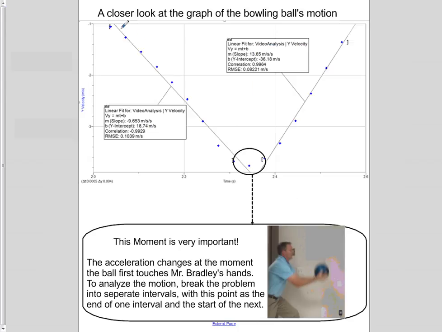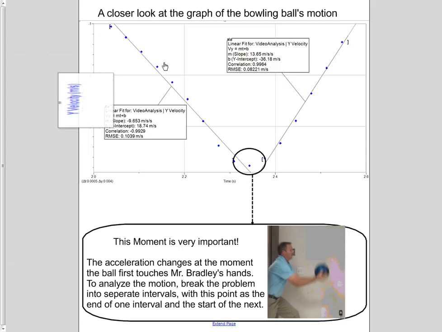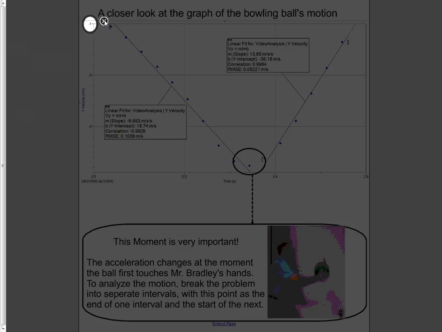All right, so here's a closer look at that graph of the bowling ball's motion. And you can see that what's on the y-axis of this graph is the y velocity in meters per second. So that's how fast it's moving down. And again, you can see that the speed at the start is -1 meters per second. So we started clicking on it after Mr. Lowry let it go.